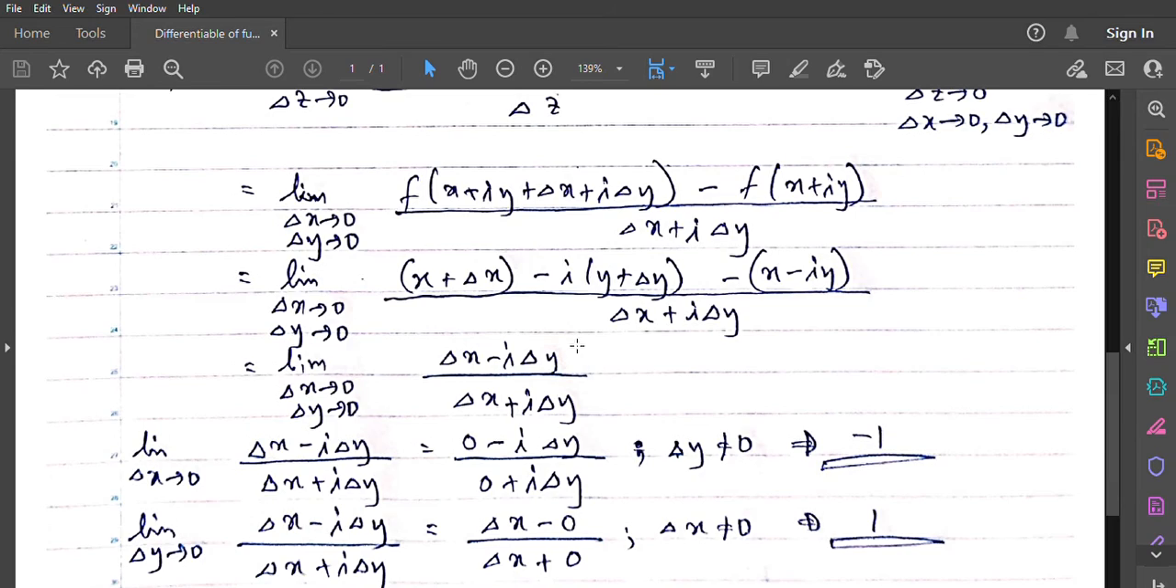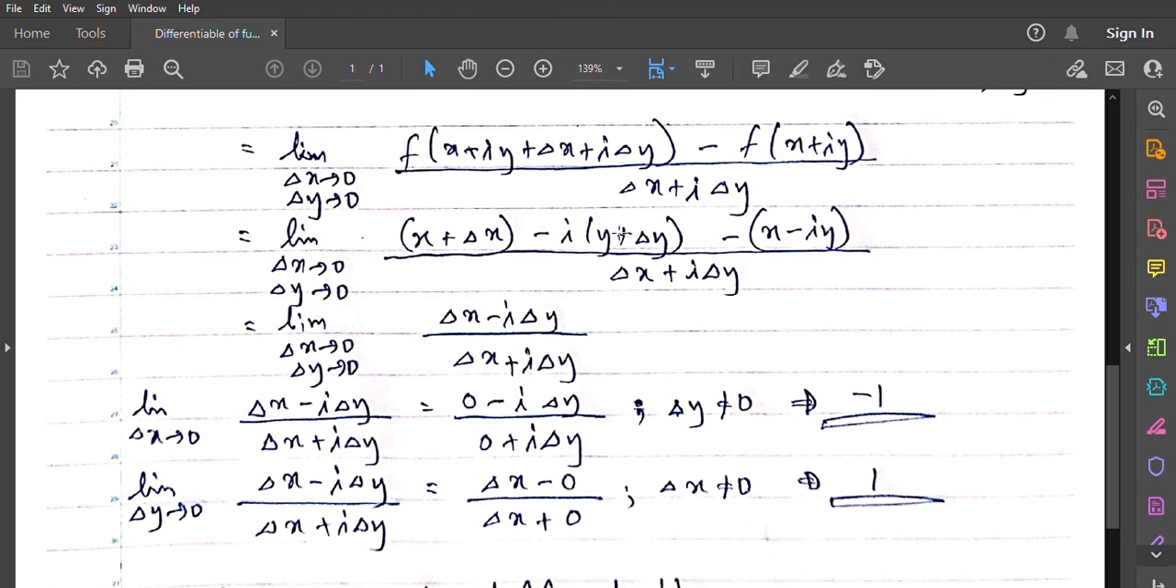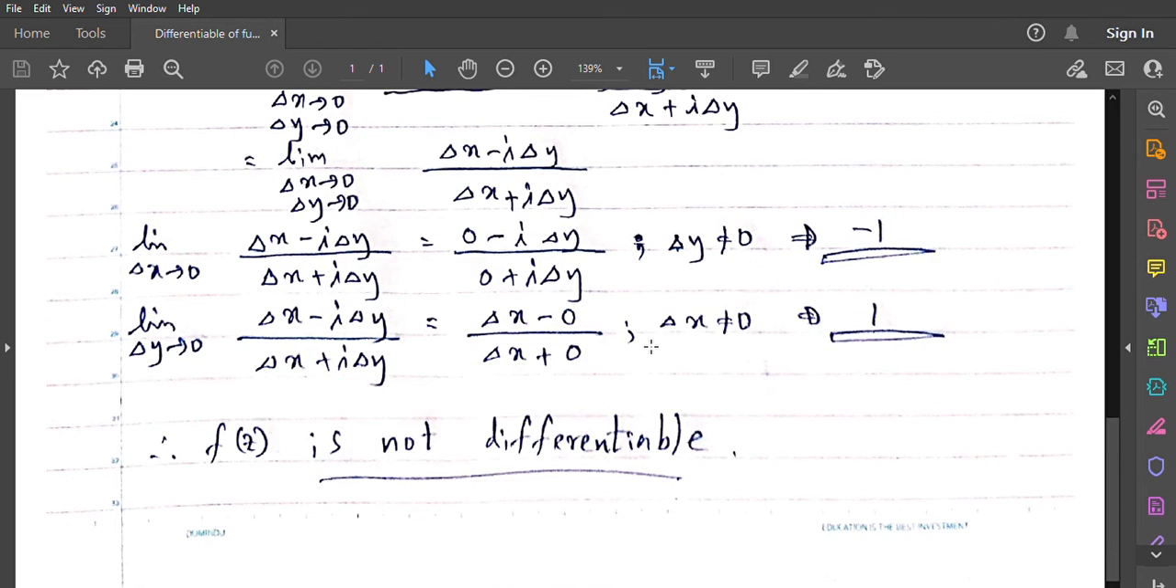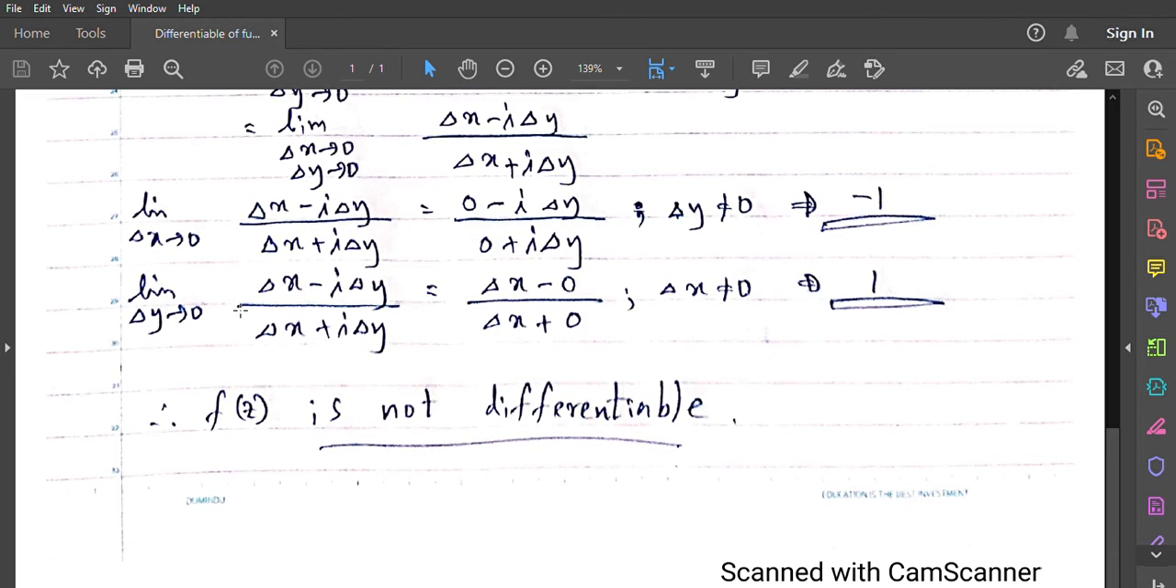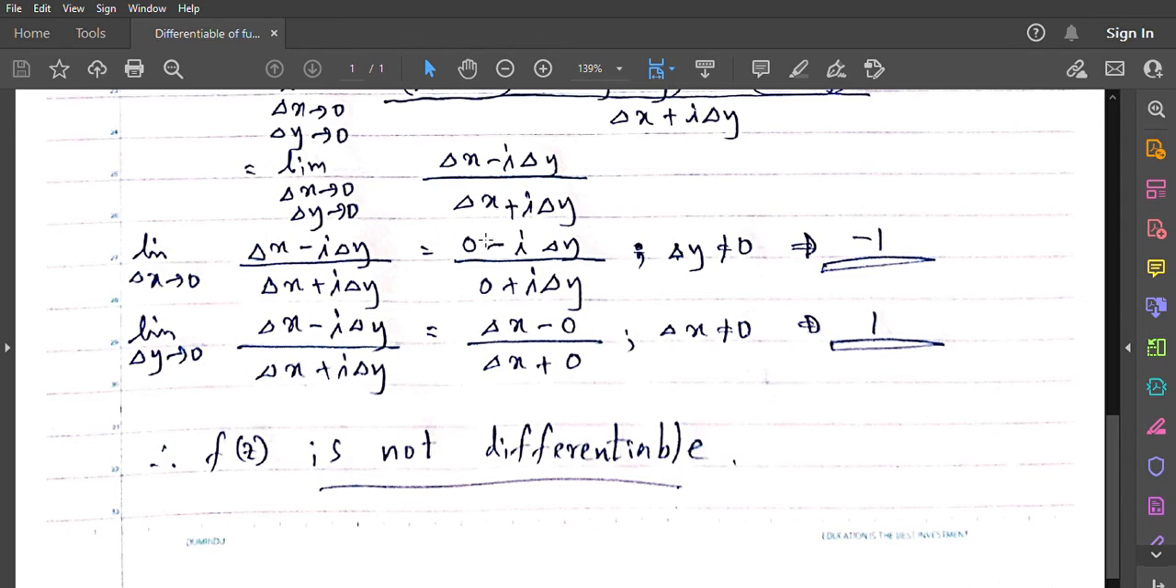So you can simplify this. x cancels out and iy cancels out. Then we get the limit as delta x tends to 0, delta y tends to 0, of delta x minus i delta y over delta x plus i delta y. So we already know how to evaluate this limit.